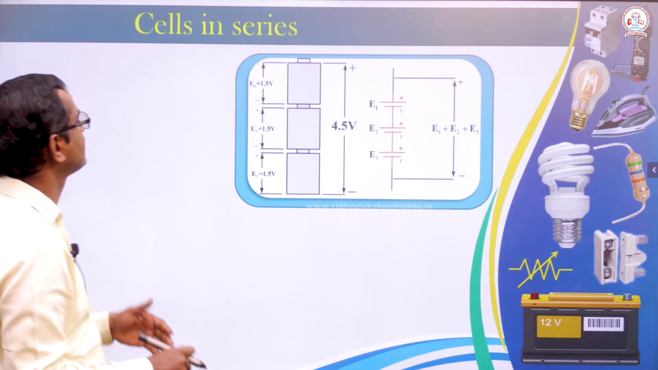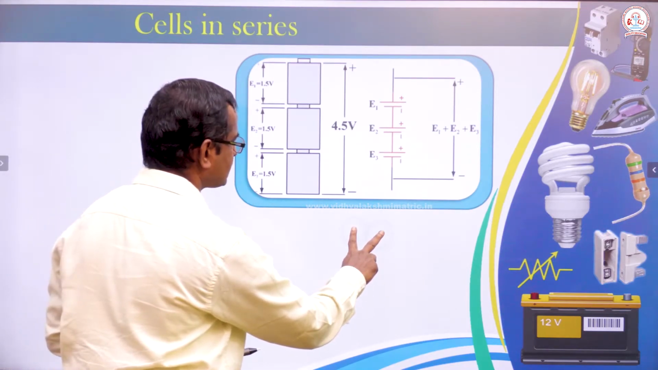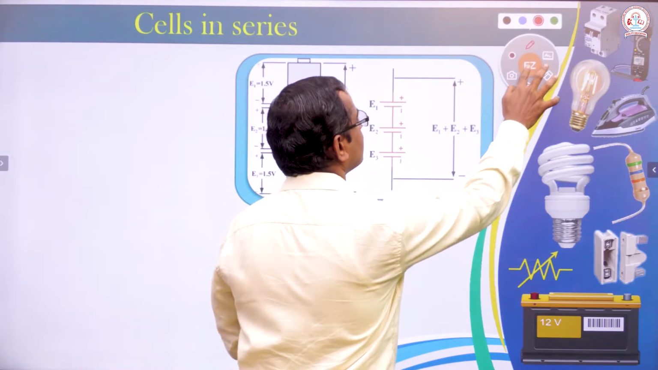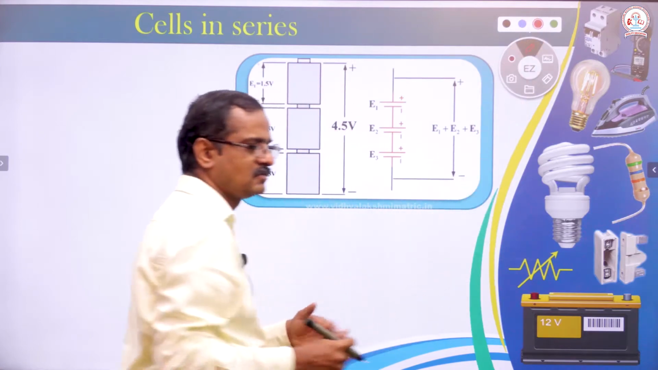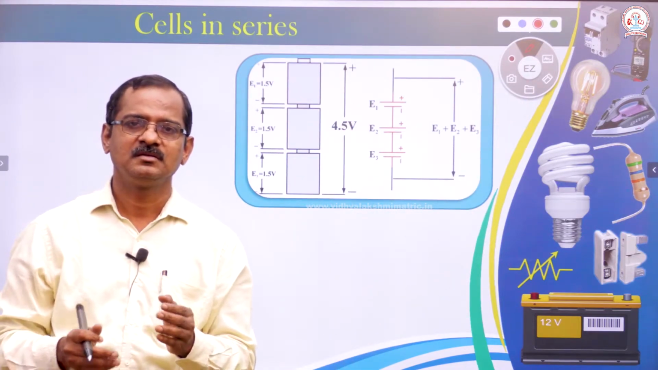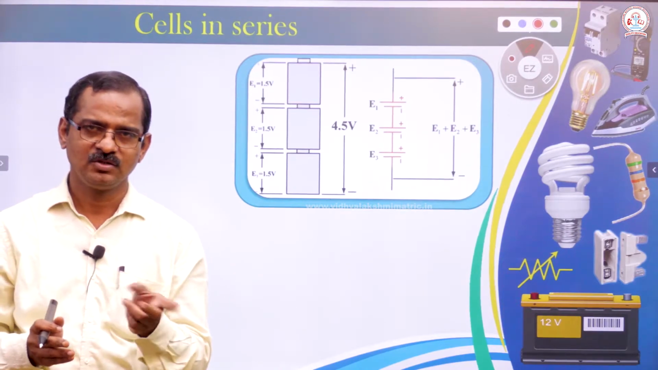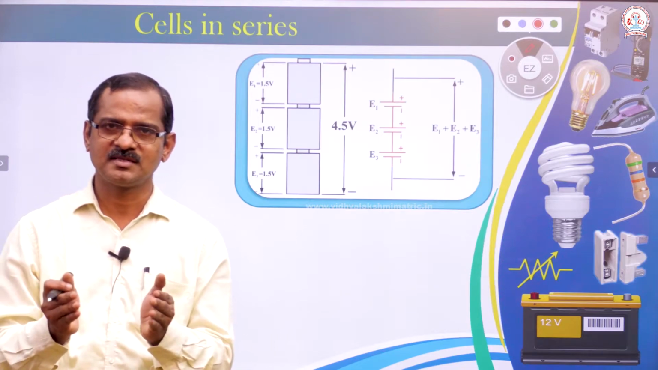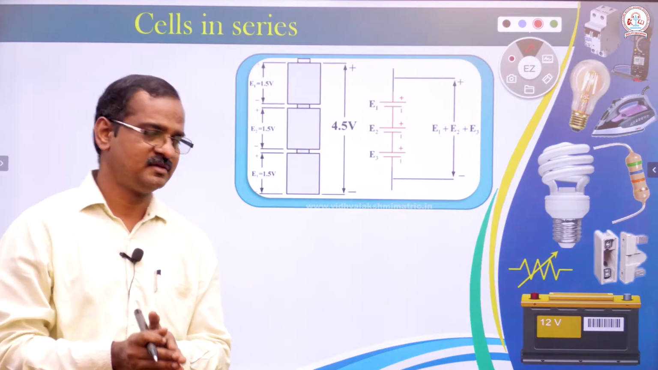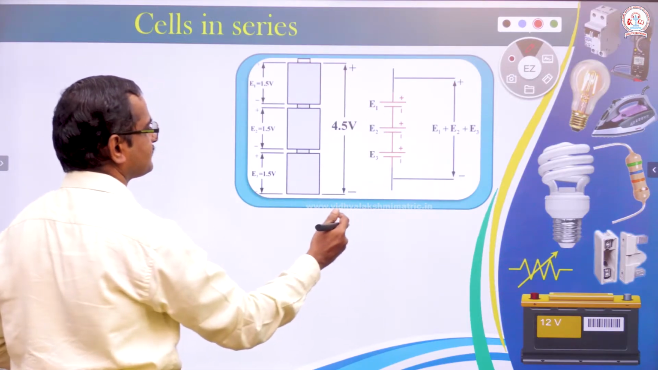This is about cells connected in series. For example, even in our home, for a TV remote, if it requires 3 volts, then what we do is we have 1.5 volt cells, and 2 cells are connected in series. When the cells are connected in series, EMF is added, isn't it? Just imagine a circuit where cells are connected in series.